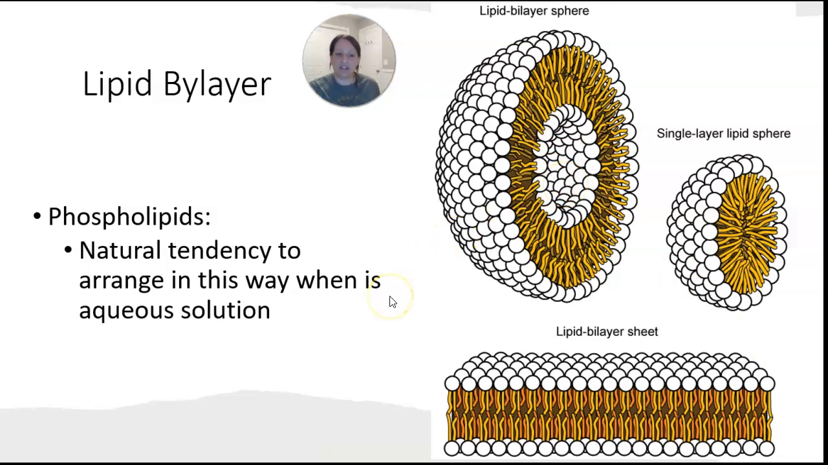Okay, so again, phospholipids have a natural tendency to arrange themselves in a bilayer when put into an aqueous solution. The hydrophobic tails are going to face each other, where those hydrophilic polar phosphate-containing head groups will be facing the outside aqueous environment as well as the inside cytoplasmic environment.